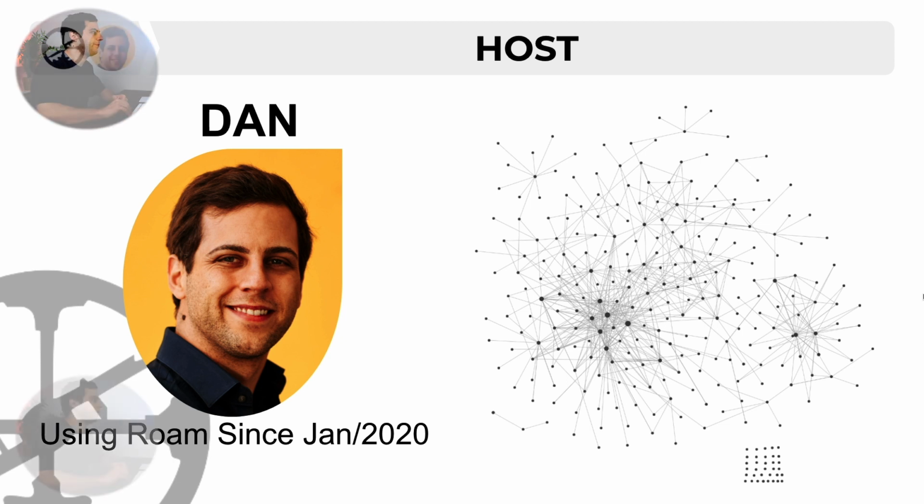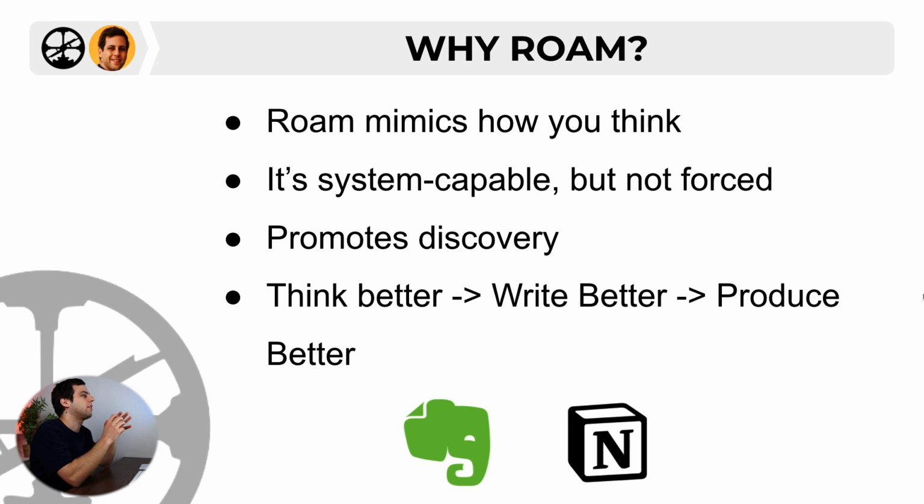The way I think about Roam is I love the app because it mimics the way that you think. It doesn't force you to do anything in terms of structure. It's system capable, but it does that very quickly for you, by itself, just by using, for example, tagging or connecting pages. What that allows is you're going to stumble upon pages a lot more, because Roam itself promotes discovery of ideas that you have saved in the past.